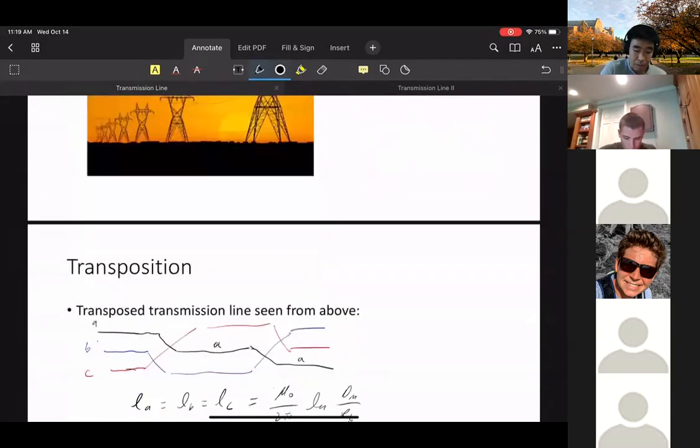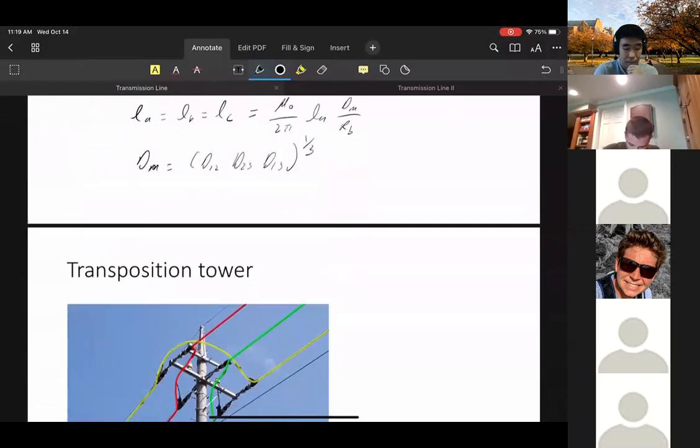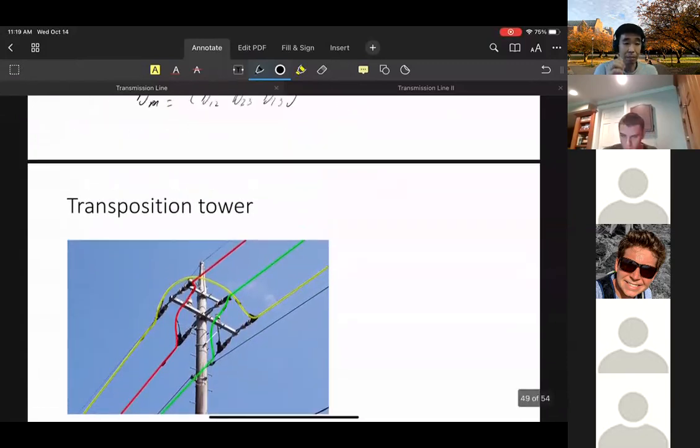So when you switch the order, you basically switch the order of the phases around. At each tower, you change how the phases are connected, something like this. So they appear to be more symmetrical over the average of the long run. We spend a lot of effort making sure three phases are balanced three phase. This is one example of that.